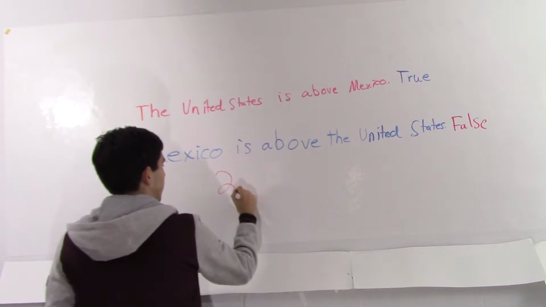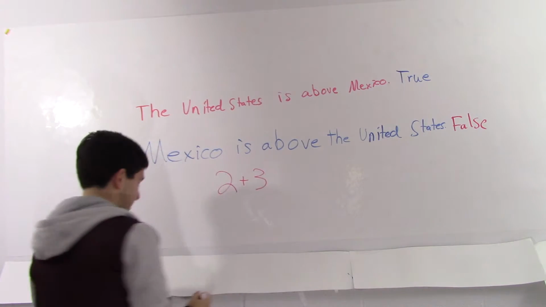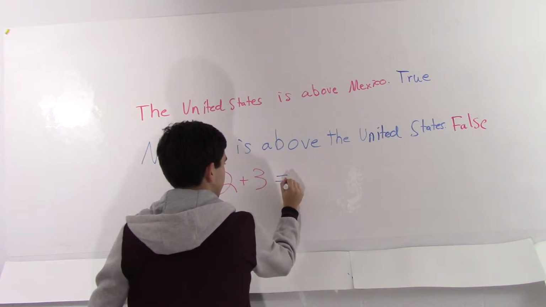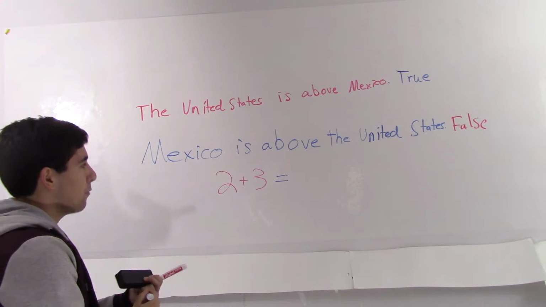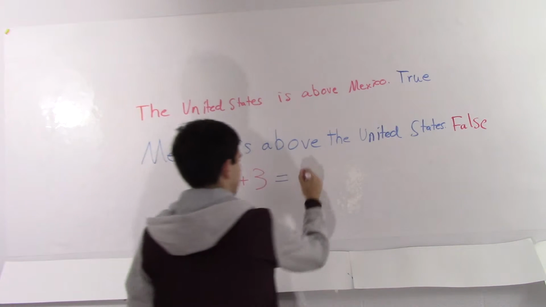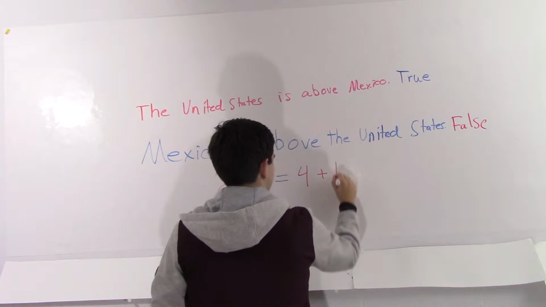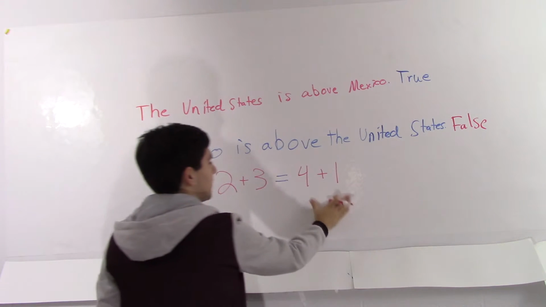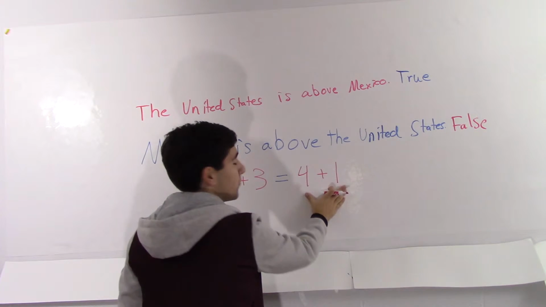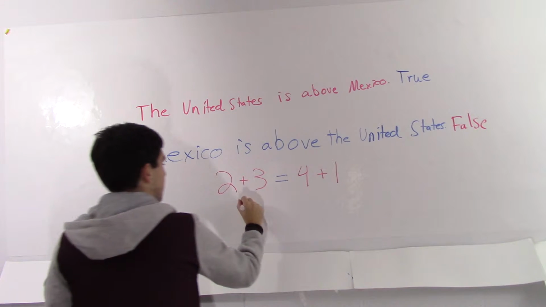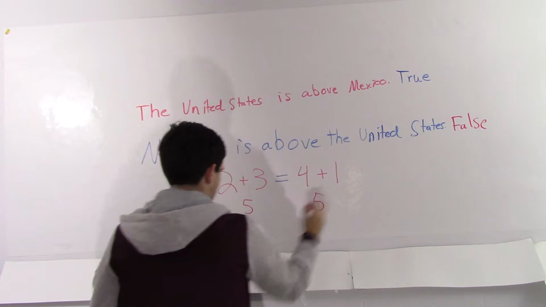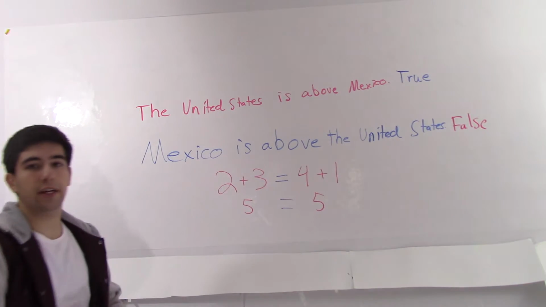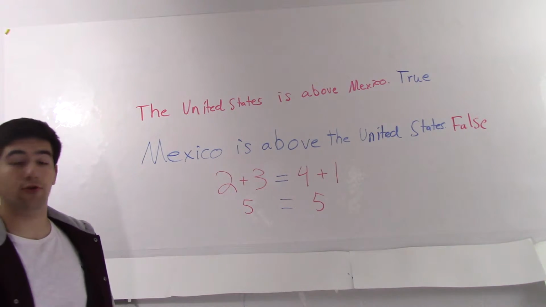First, we need a subject, in this case 2 plus 3. We need our verb, which is an equal sign. And we need to rename our subject. Here we have a numerical expression 2 plus 3. We have a different numerical expression 4 plus 1, but they are both equal numerical expressions. Therefore, they are true.